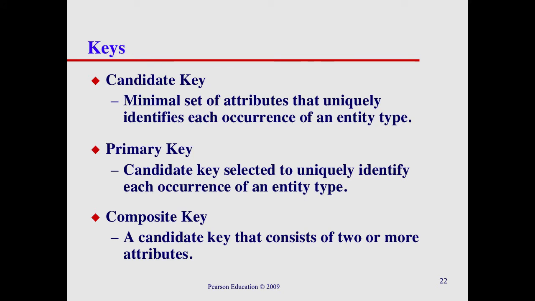Okay, we've really covered keys before. The only new term you saw was the term composite key. That's simply a candidate key that consists of two or more attributes.